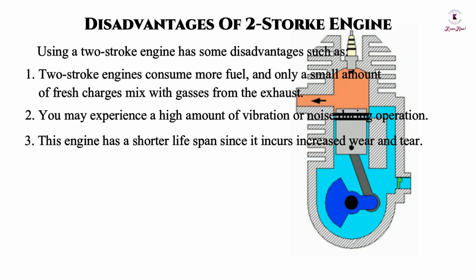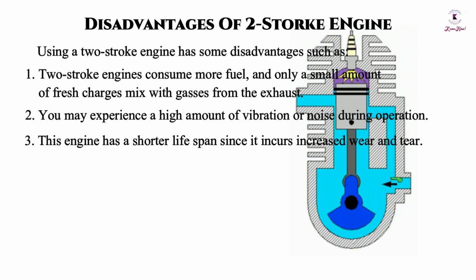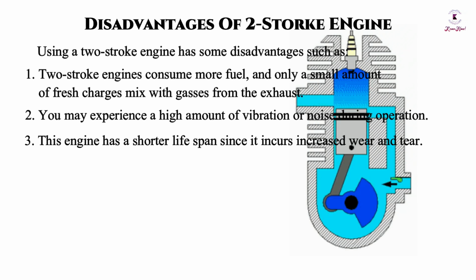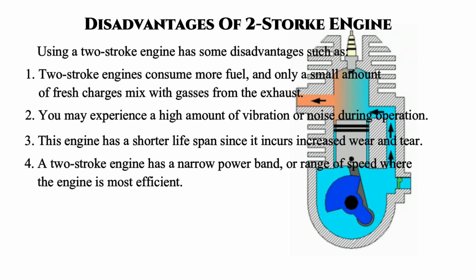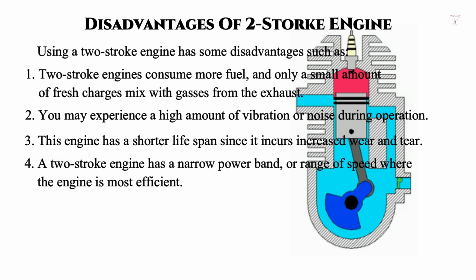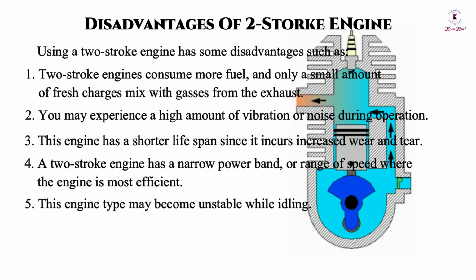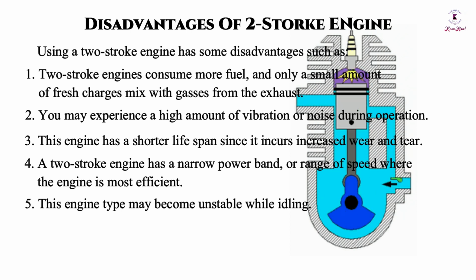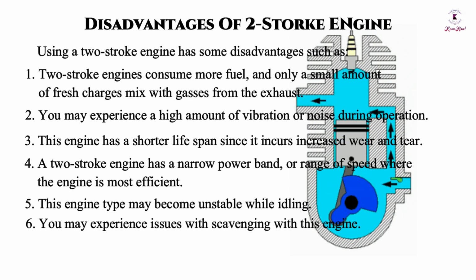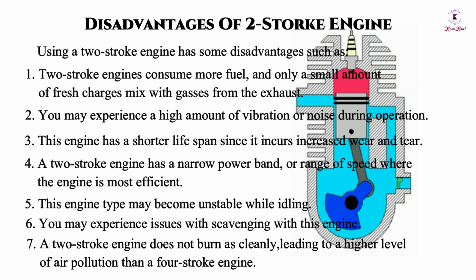3. This engine has a shorter lifespan since it incurs increased wear and tear. 4. A two-stroke engine has a narrow power band, or range of speed where the engine is most efficient. 5. This engine type may become unstable while idling. 6. You may experience issues with scavenging with this engine. 7. A two-stroke engine does not burn as cleanly, leading to a higher level of air pollution than a four-stroke engine.